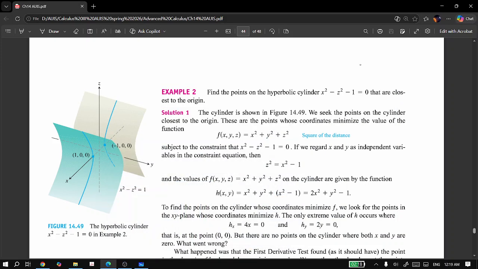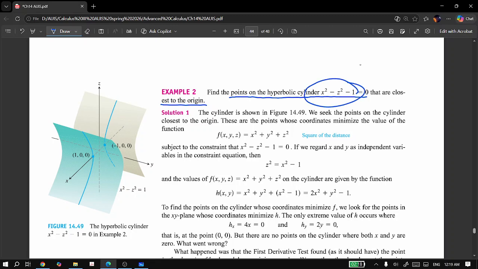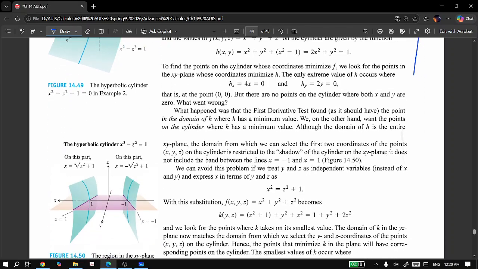Now we're moving to example 2. It requires us to find the points on the hyperbolic cylinder that are closest to the origin. So again, the idea of this example is the same as in example 1. It wants us to minimize the distance between the origin and the points that are on that cylinder. The first solution is done like the one in example 1, but we didn't do it that way.